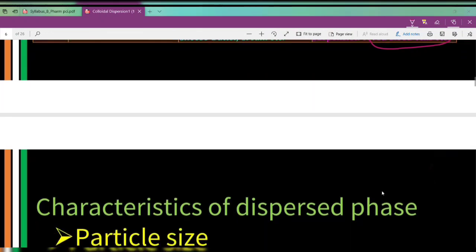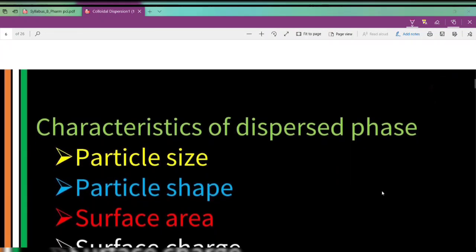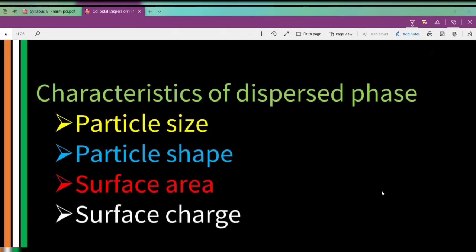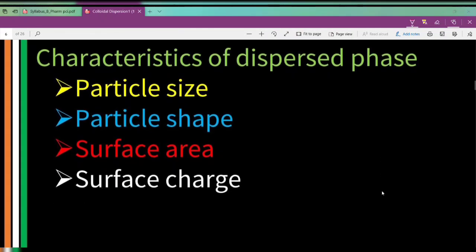Yes, the characteristics of the dispersed phase. Based on different properties or characteristics, the dispersed medium, or we can say the colloidal dispersion, has different properties or characteristics, like color, viscosity, all those things. The color of a particular colloidal dispersion and the viscosity can depend upon factors like size, shape, area, charges. How they can affect or influence color and viscosity, I'll discuss one by one.